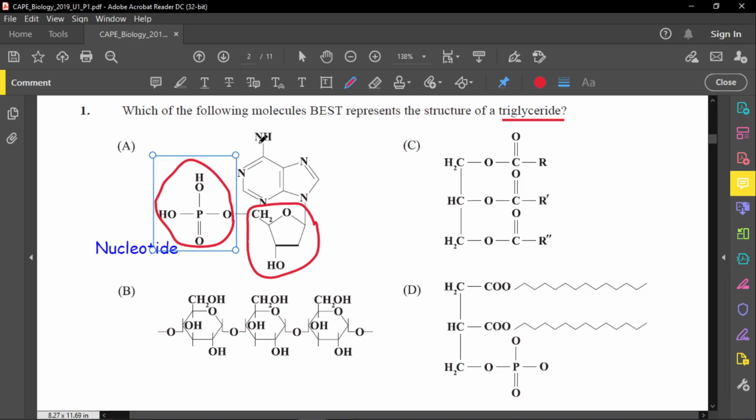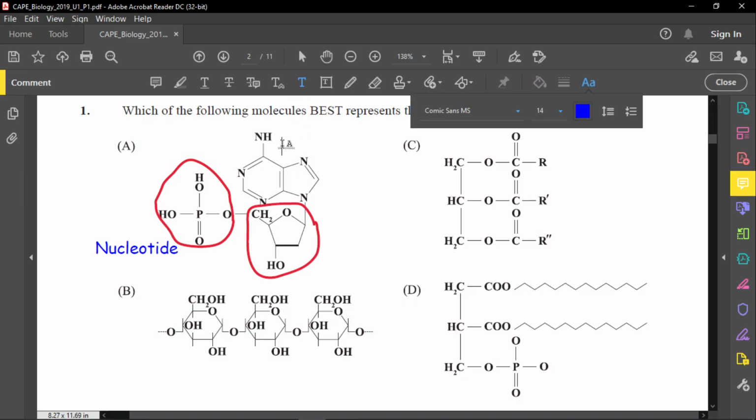Now to be specific, this part here is a nitrogen base, and this nitrogen base is actually for adenine. So let's put that name right there. So this is for adenine. All right, and adenine is found in both RNA and DNA.